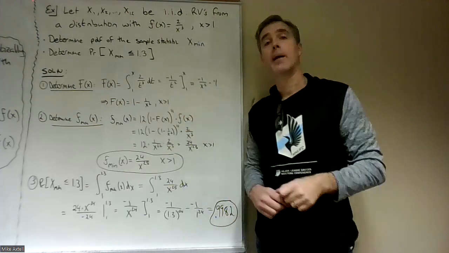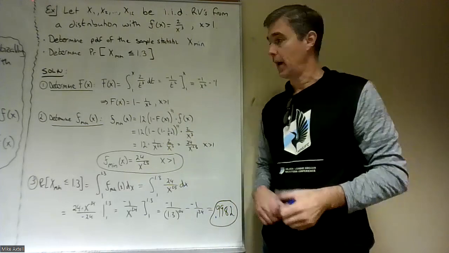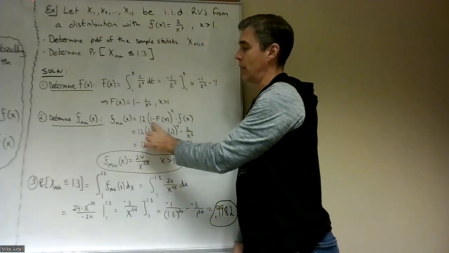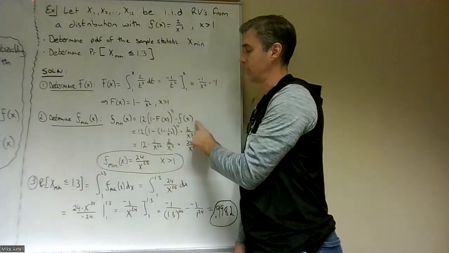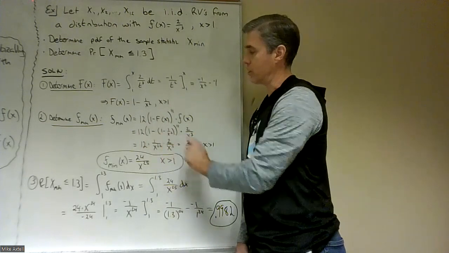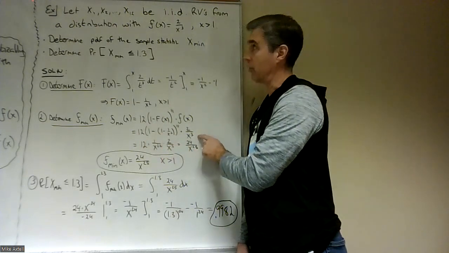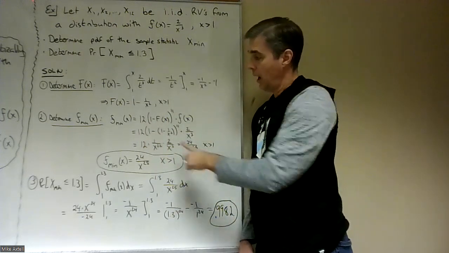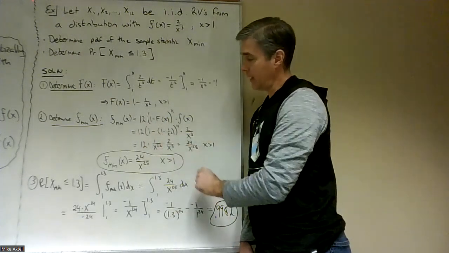Step 2, I can now grab the PDF of x min. I have a formula for it. My n is 12, so there's my n, 1 minus capital F to the 11th times lowercase f. So I can replace capital F with 1 minus 1 over x squared and lowercase f with 2 over x cubed, what we were given and what we determined in step 1. 1's cancel, the negative sign cancels.